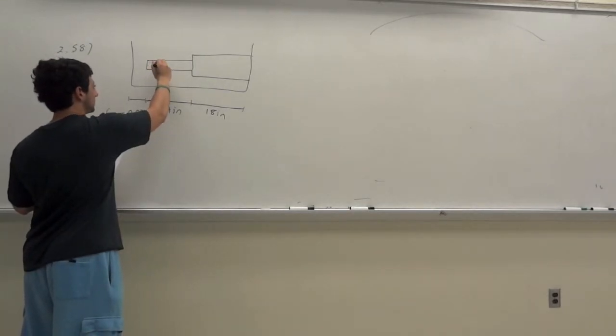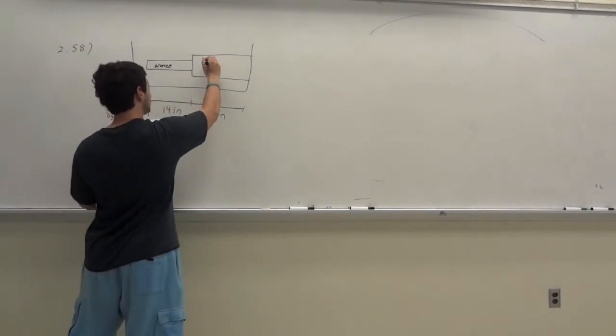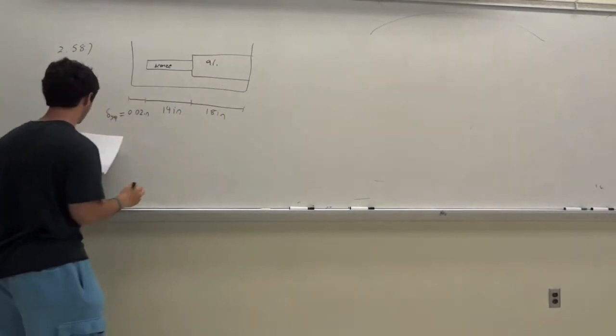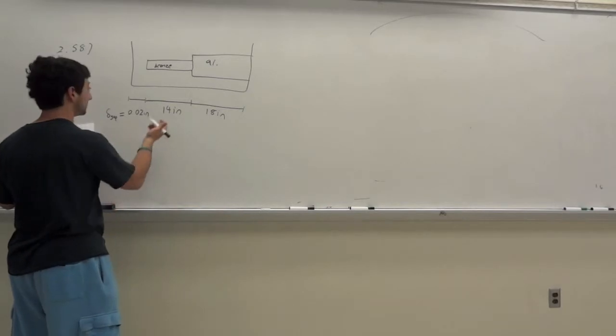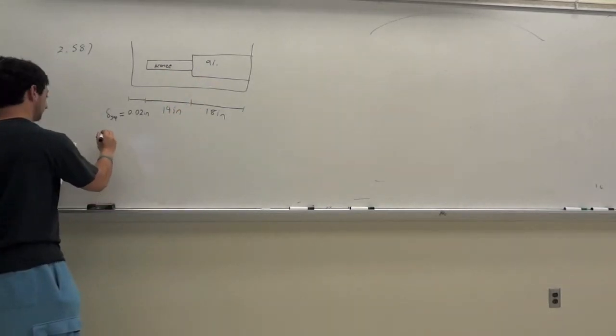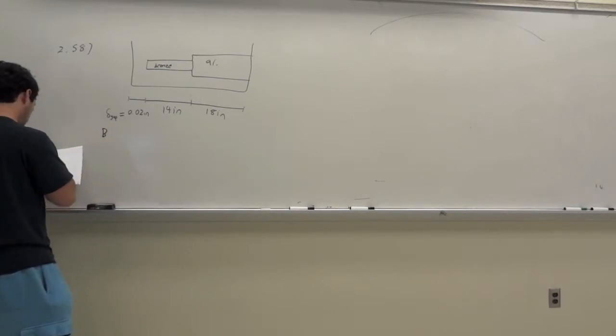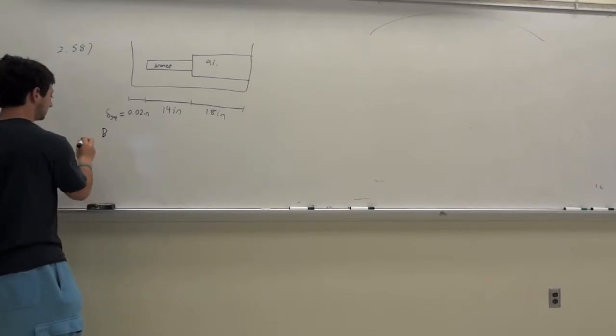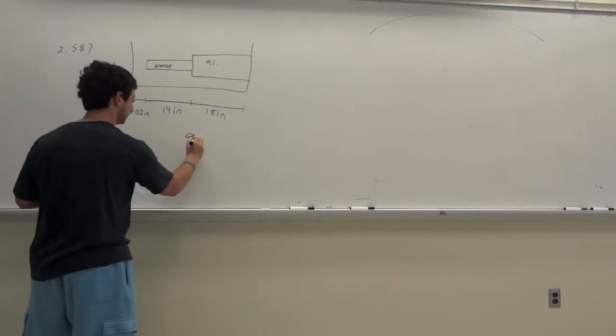So this material is bronze, and this is aluminum. All right, so they give you information about bronze and aluminum. Let me list that for you. For bronze, I'll just call it B. So I'm going to call bronze B, and aluminum is AL.